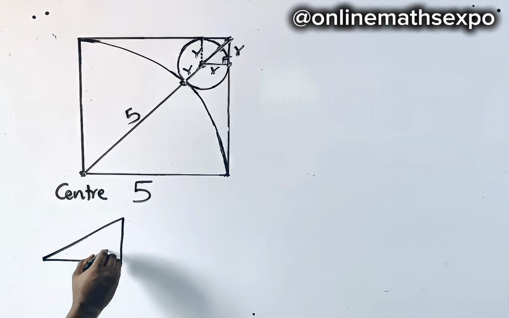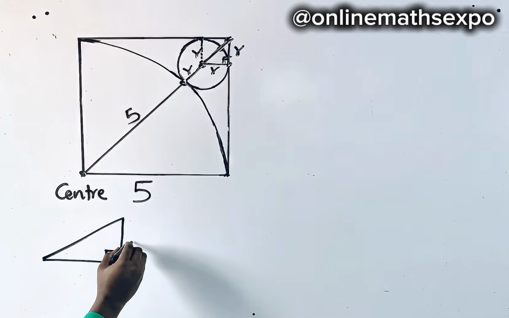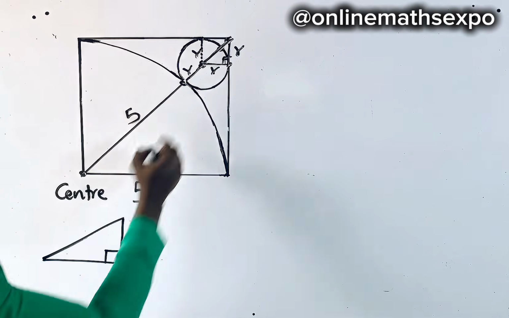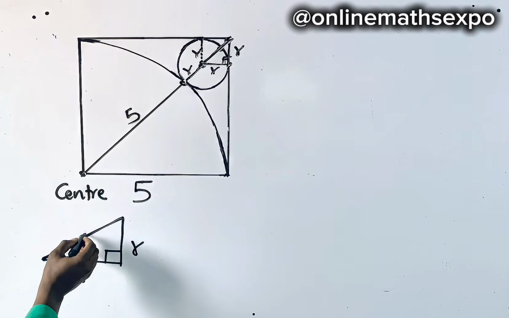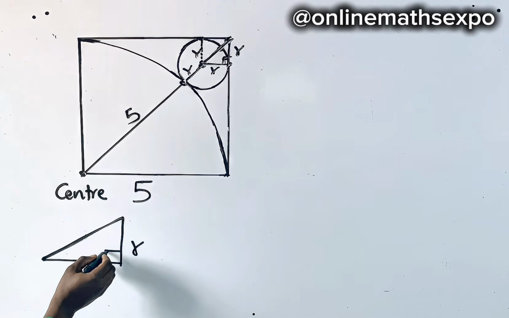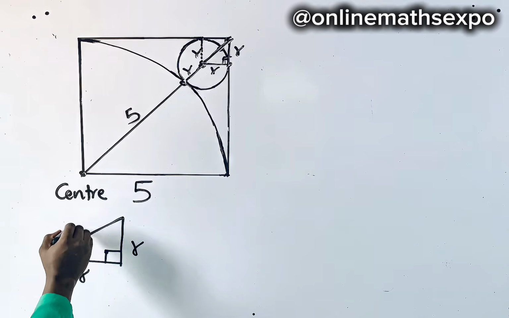It's right angles here. This length measures r. From here to here measures r. We want to know this length. The side that is opposite to this right angle is the longest side, which is the hypotenuse. So we can label this length h.